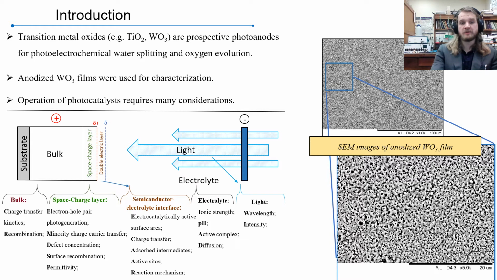But the operation of photocatalysts is not simple, and many considerations have to be kept in mind, as shown in this schematic representation of a photoelectrochemical cell. The space charge layer is arguably the most important part because here the absorbed photons generate electron-hole pairs, which result in fluxes of majority and minority charge carriers. Near the surface, recombination can occur, which has a detrimental effect on the catalyst's activity.